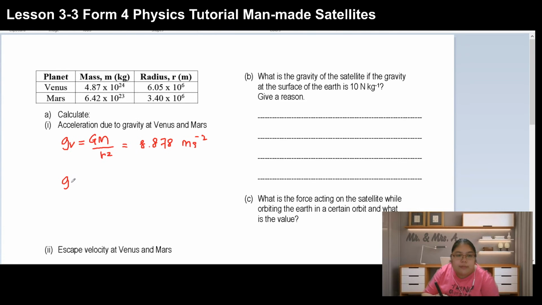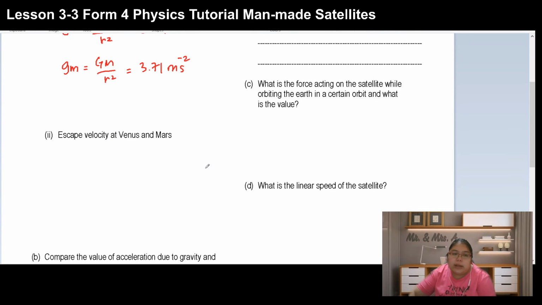Okay, next one should be the gravity for Mars. Also the same formula, just that you use a different M and radius. So over R squared, the answer you get is 3.71 m s^-2. You can see there's a big difference. For Mars, the gravity is so small. This one is for Venus, 8.87, but still smaller compared to the Earth. Earth is 9.81.